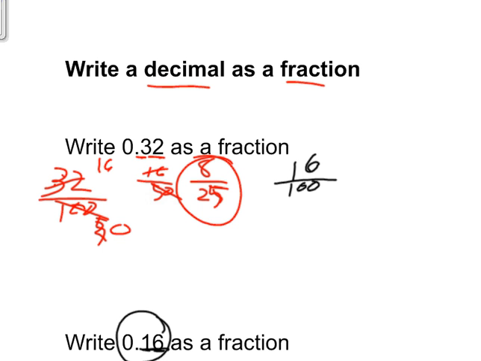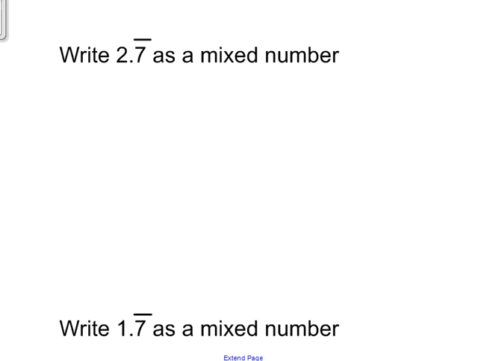If I write 16 over 100, I can see that 16 could be divided by 4, and so can 100. So 16 divided by 4 is 4. 100 divided by 4 is 25. So I've got 4 25ths. There's nothing in common there. There are no other common factors, so 4 25ths is the answer.